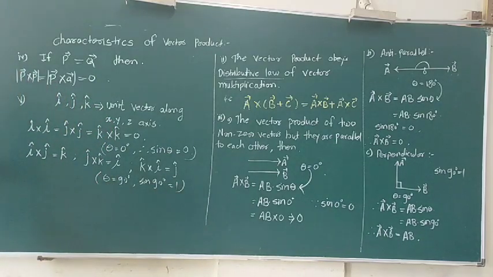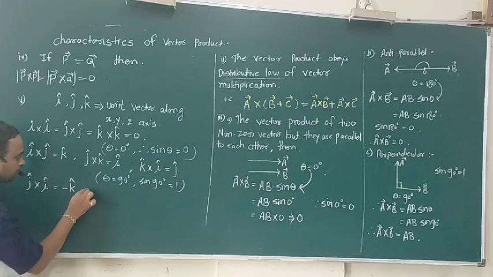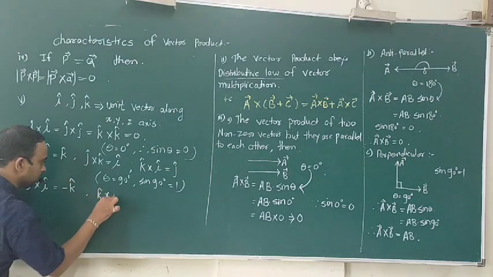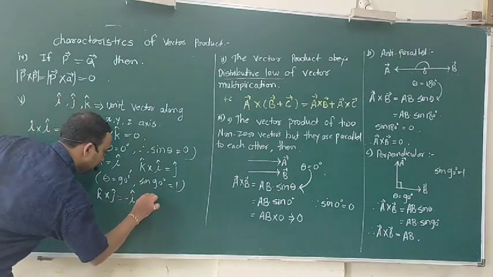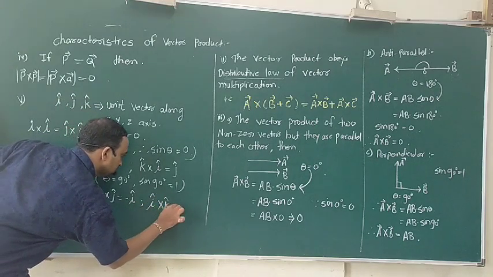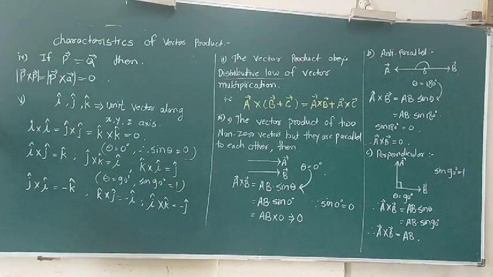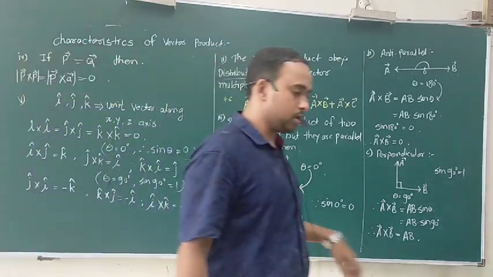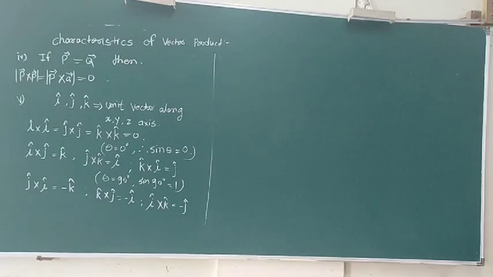Okay. Now, the third one: J cap cross I cap is equal to minus K cap, K cap cross J cap is equal to minus I cap, and I cap cross K cap is equal to minus J cap. Okay. Now we are taking the cross products of these unit vectors.